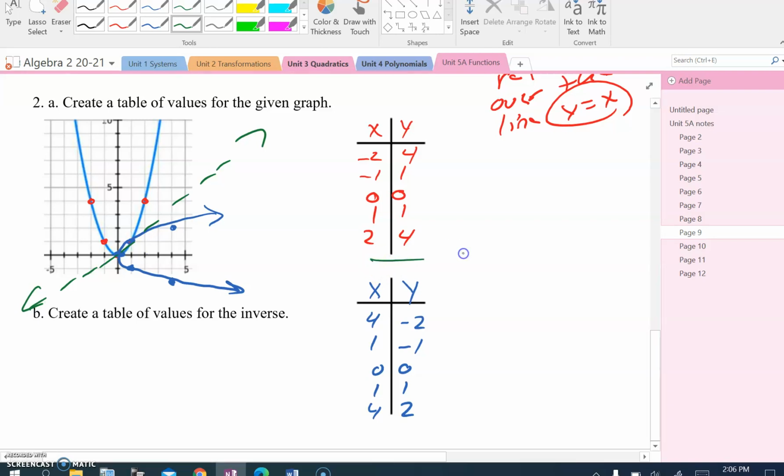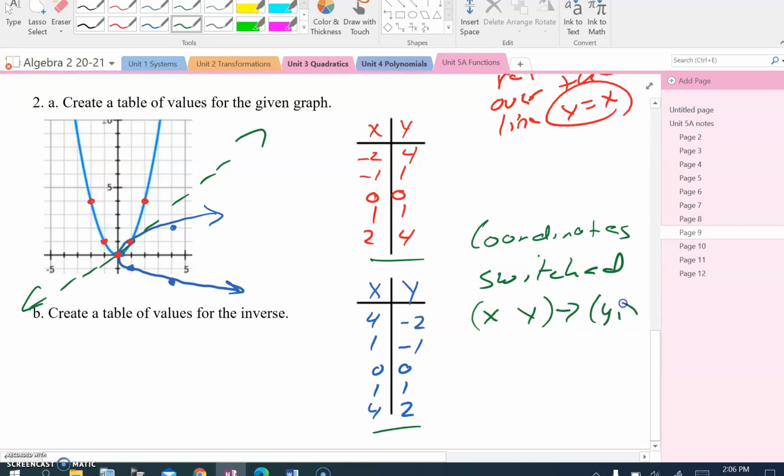The coordinates are just flipped, period. And let's write that down. Coordinates switched, let's say, not flipped, although it does cause a flip. Switched. So x, y becomes y, x for the inverse. So function inverse. And I think it's true because the graph looks true there.